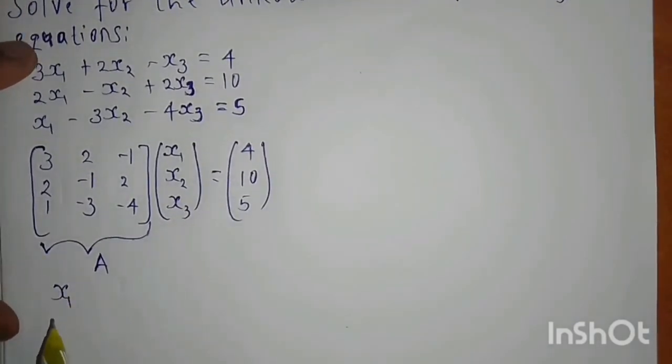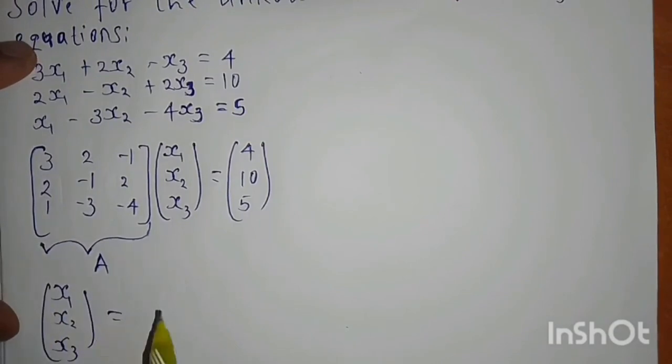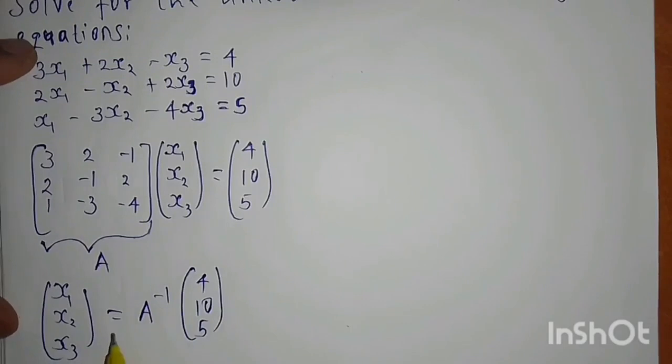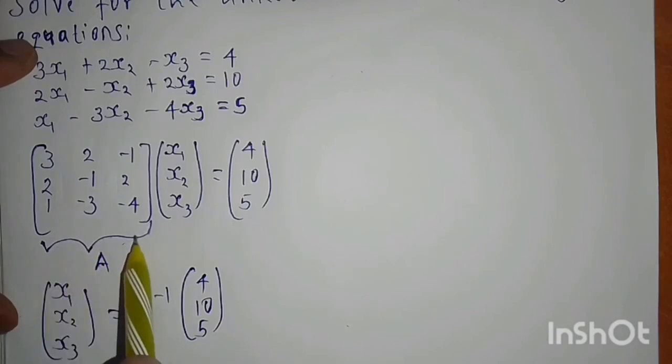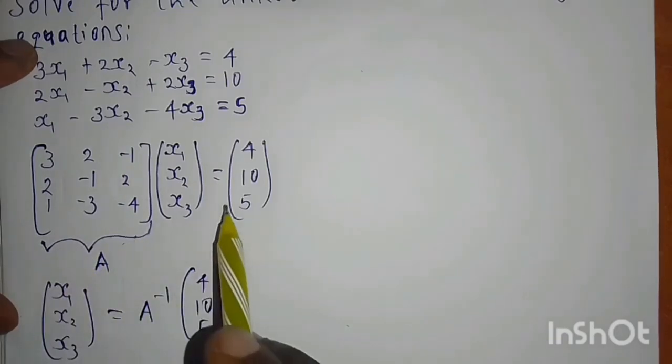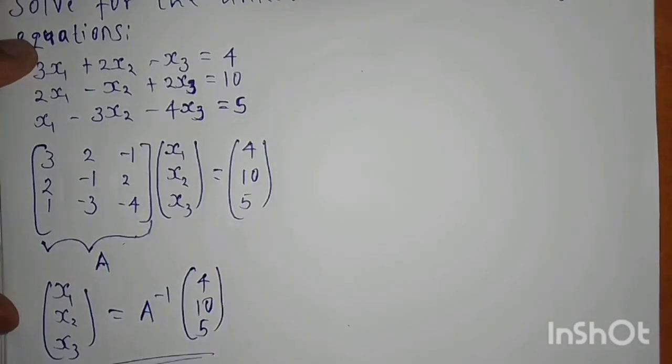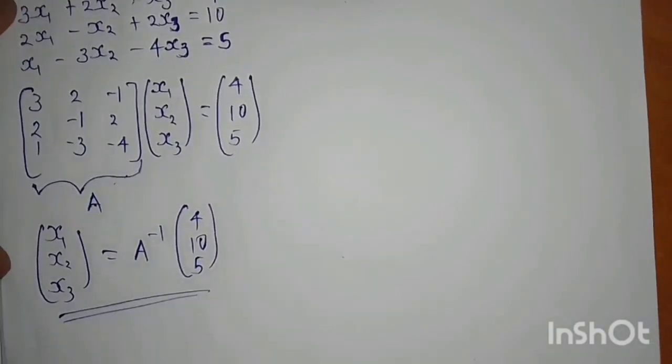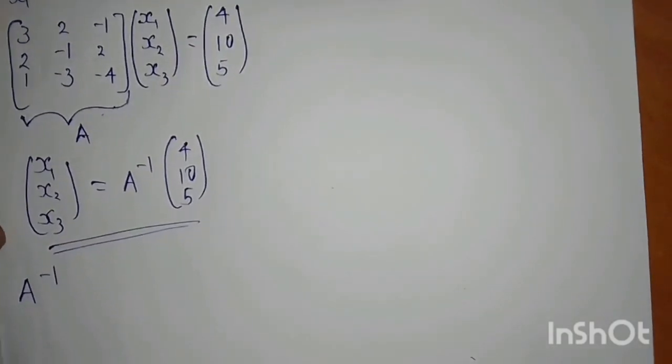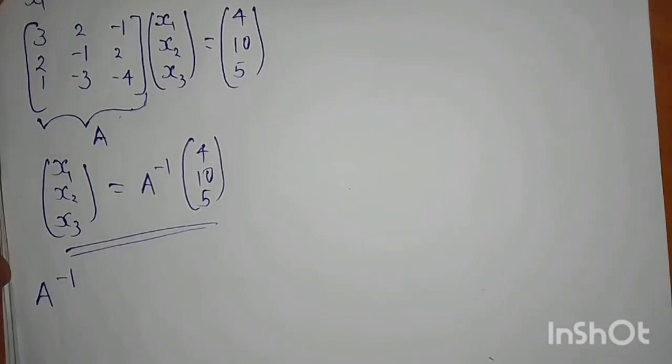x1 and x3 will be, like we did when we were dealing with the two linear systems, if we multiply this matrix by its inverse, we'll have an identity matrix inside, which will be like 1. So this is what we will have. Our main aim now is to find the inverse of matrix A. We are going to find it step by step.